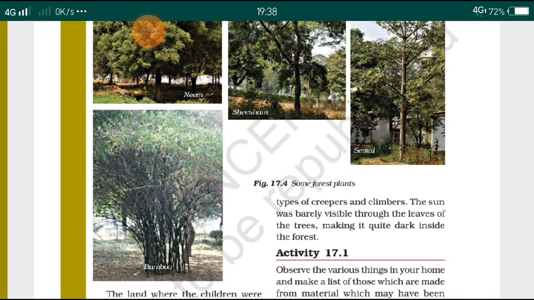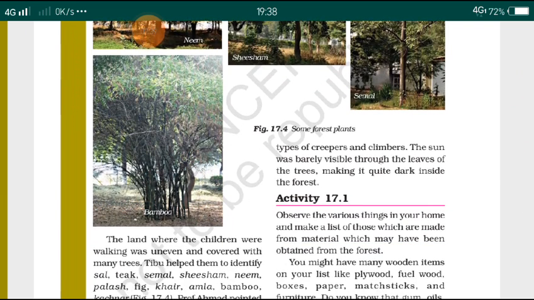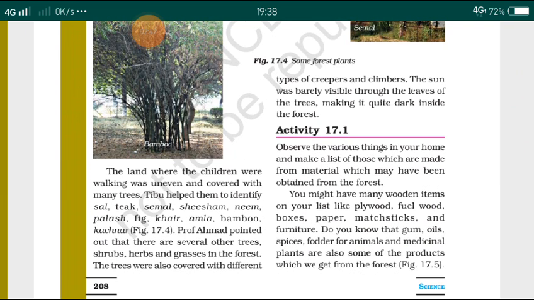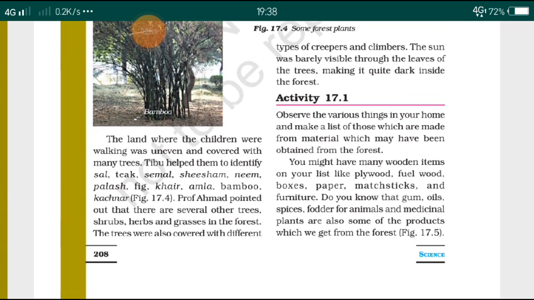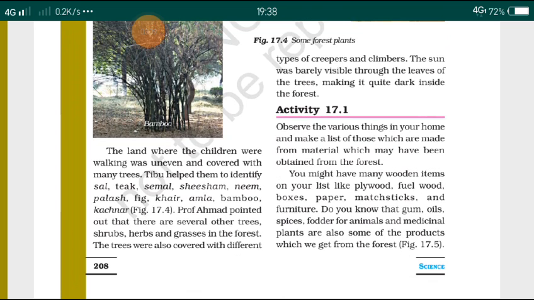Then this picture shows some forest plants like neem, shisham, seemal and bamboo. Tibu helped them to identify sal, teak, seemal, shisham, neem, palash, fig, khair, amla, bamboo, kachnar. He told the children about all these plants.